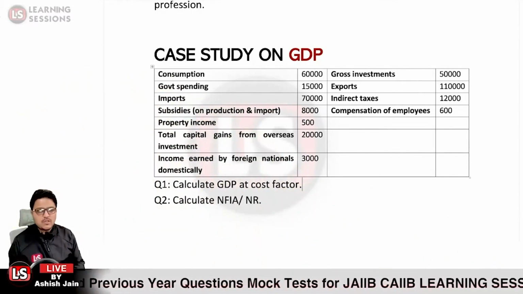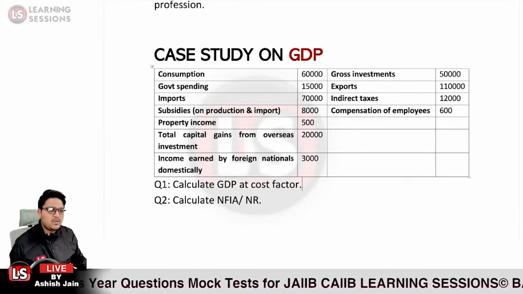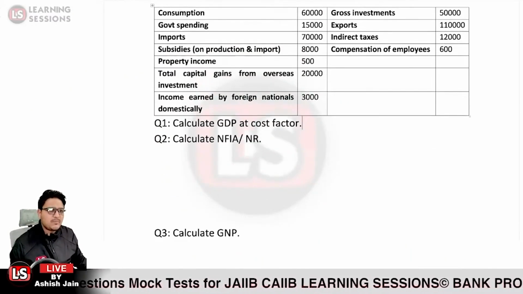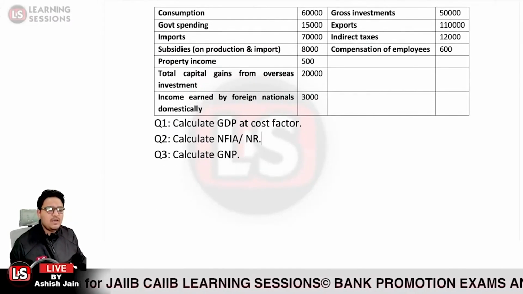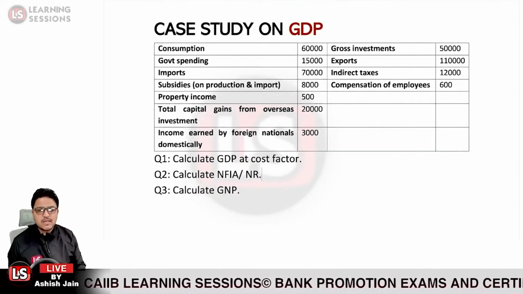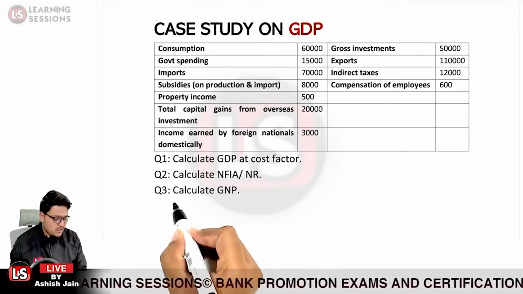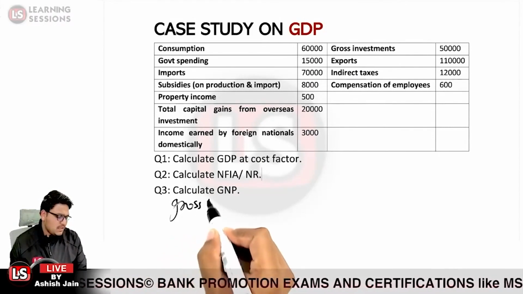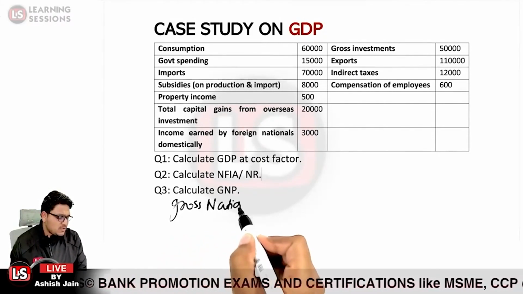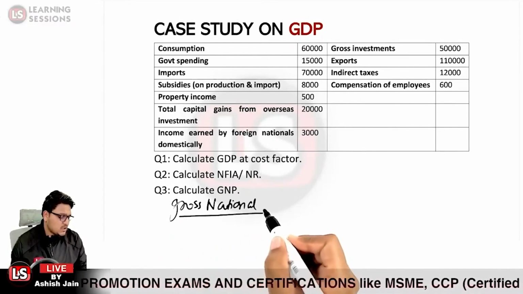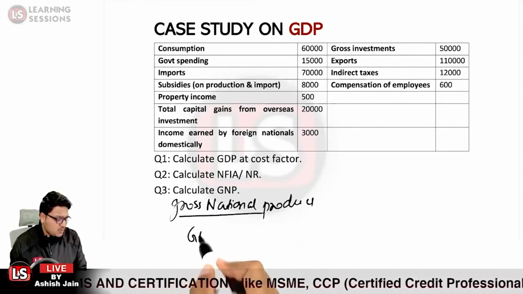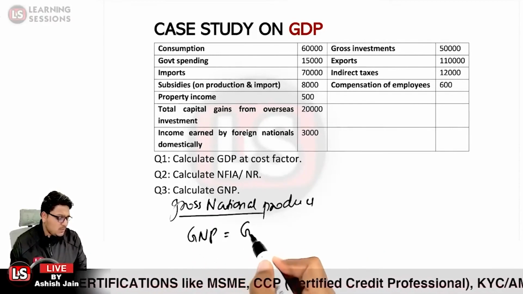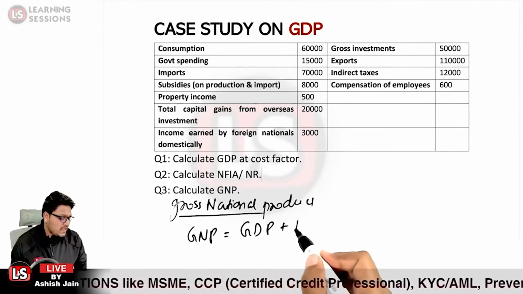Next question that we are going to calculate is related to the GNP. We need to calculate the gross national product. What is GNP actually? It is gross national product. We are concerned about the nationality concept in the case of the GNP, not related to GDP. So GNP is equal to what actually? GNP is equal to GDP plus the NFIA factor.